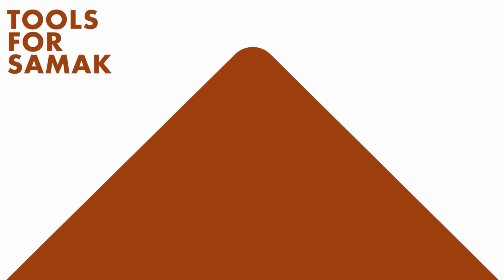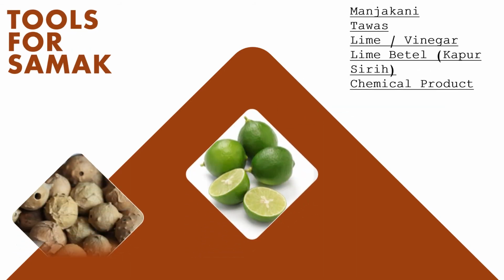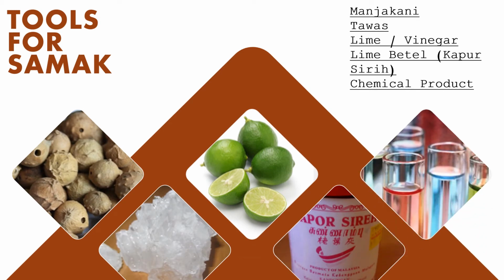As you can see, there is a list of tools that can be used for Samak, which are manjakani, tawas, lime beetle, which is kapur sirih, lime, limau or vinegar, and chemical products. All of these ingredients are used to help remove any mucus, fat, blood, and meat or any other substance that is attached to the skin which can decay. So, by using this, it helps to remove these substances more easily.